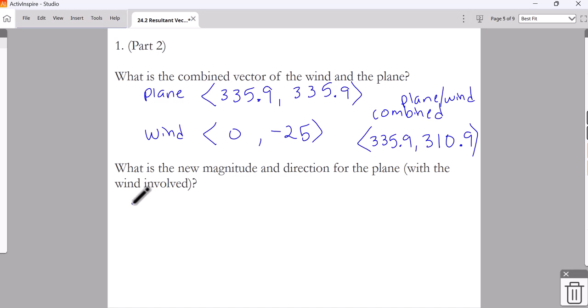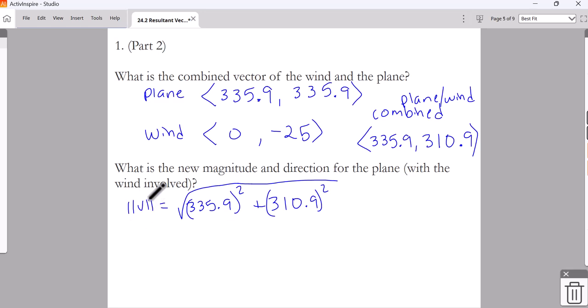To find our magnitude, we're going to use Pythagorean theorem. Our magnitude for vector v would be the square root of 335.9 squared plus 310.9 squared, and we square root that to get magnitude all by itself. And then inverse tangent: we live in quadrant 1, so this would be inverse tangent of 310.9 over 335.9.